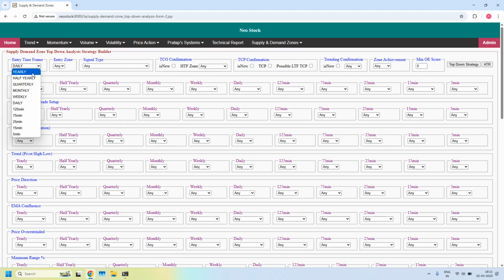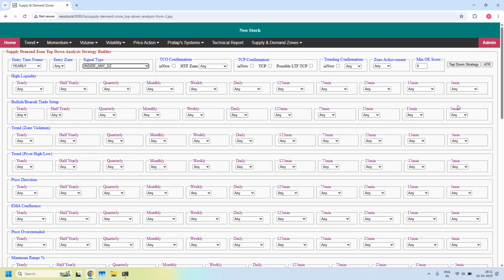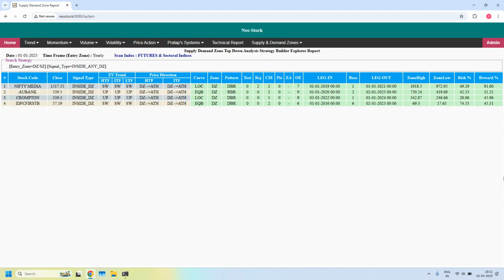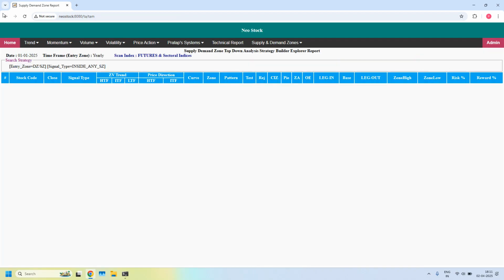Starting with yearly time frame, price closed inside the yearly demand zone, we got 4 stocks. Next, price closed inside yearly supply zone, we don't have any stocks.